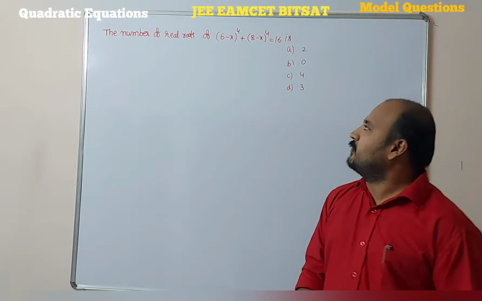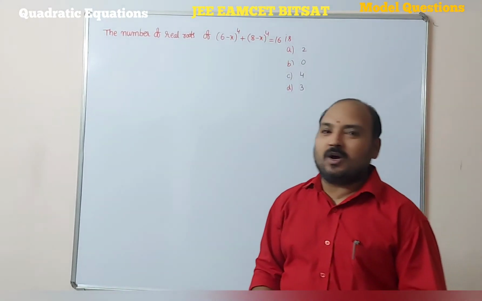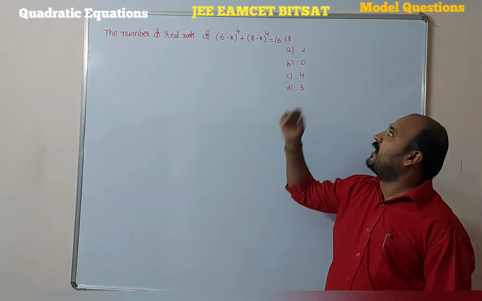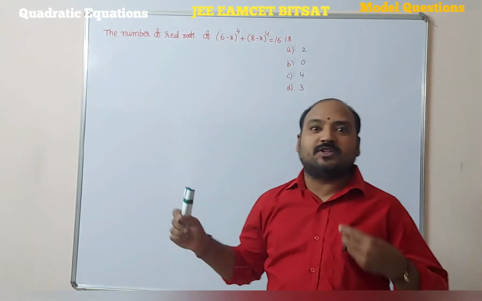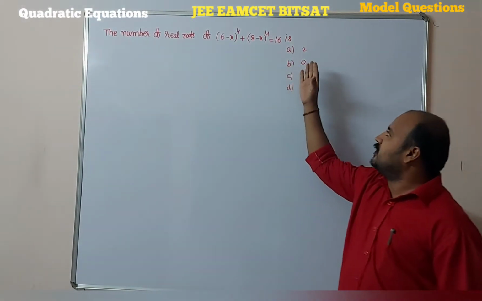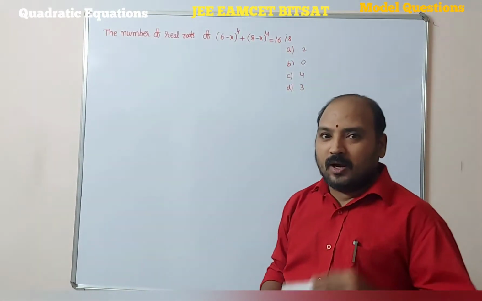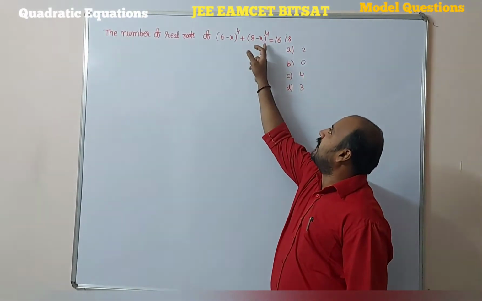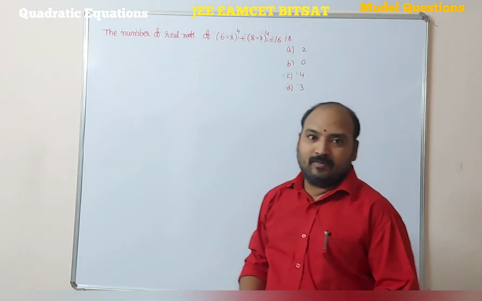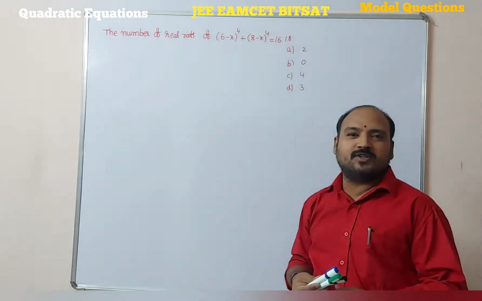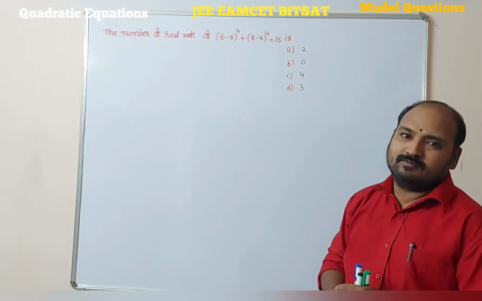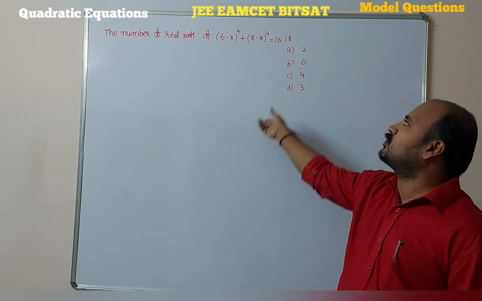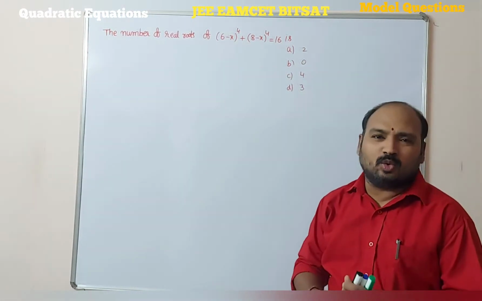The next question. The number of real roots of (6 − x)⁴ + (8 − x)⁴ = 16 is, these are the options available. Observe, dear students, (6 − x)⁴ + (8 − x)⁴ is there. How to expand the power 4? Means square and whole square we can write, (6 − x)² here, also (8 − x)² equal to 16. But it is difficult to do that.